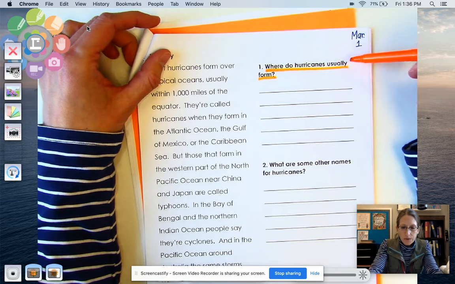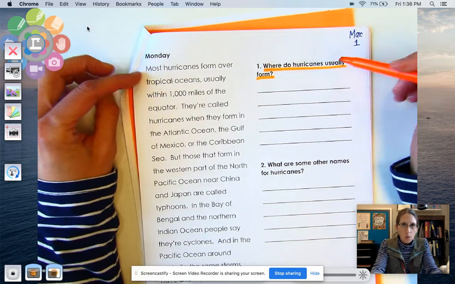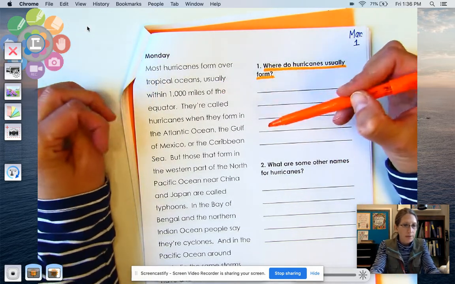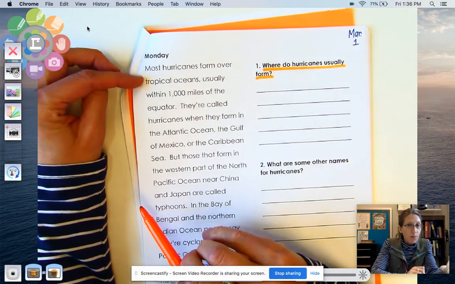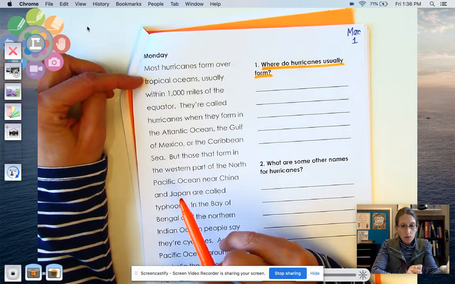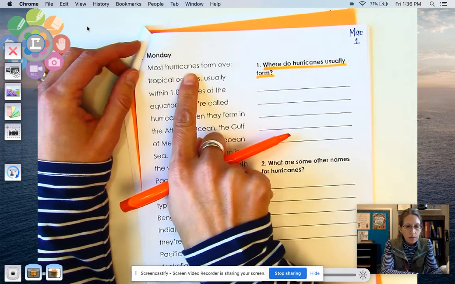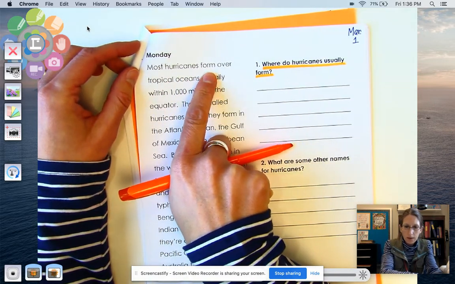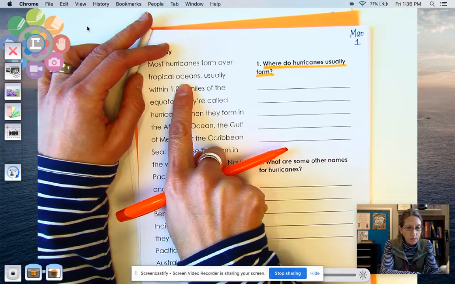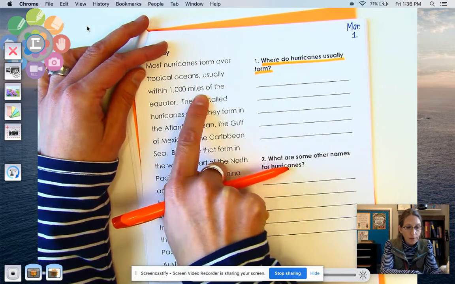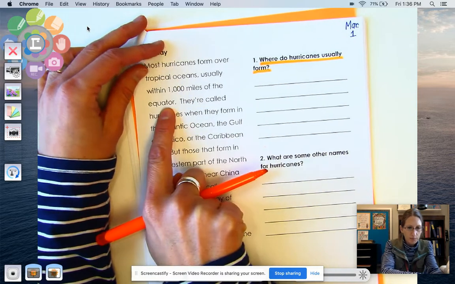Where do hurricanes usually form? Let's go back to our text and try to find the evidence. Let's try to find our answer in the paragraph. So think about, do I hear the answer? Where do hurricanes usually form? Most hurricanes form, hey, same word, over tropical oceans, usually within 1,000 miles of the equator. Yeah, and there is our answer. Wow, the very first sentence.